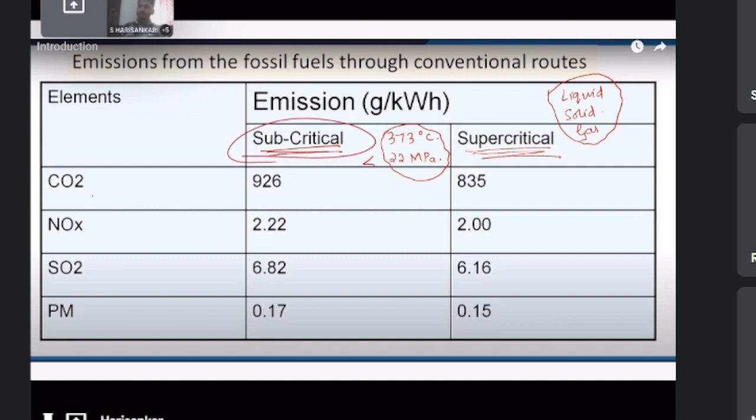So what this table actually wants to show is that if we try operating our extraction methods at supercritical conditions, there is a reduction in the emissions. CO2 gets reduced from 926 to 835, and there is a small amount of reduction in the NOx, SOx, and particulate matter emissions as well. So that is what this table wants to convey.